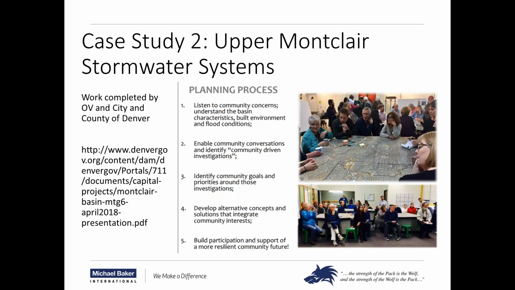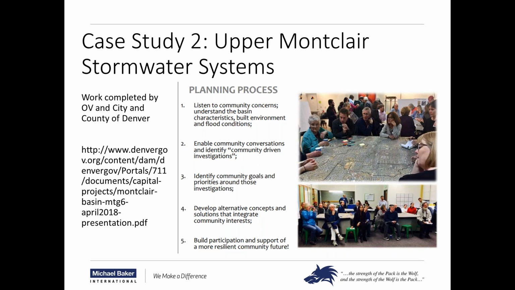In Denver, the Upper Montclair stormwater system work was done by OV in the city and county of Denver with Urban Drainage. And I've heard really great feedback from this planning process. Again, in this one, I think they started with listening to community concerns, and number 1 there. They went out to communities and had community conversations in some key target areas and let the community kind of start that conversation. So again, they were leading with the story, leading with what's important to the community, and then they came back with data.